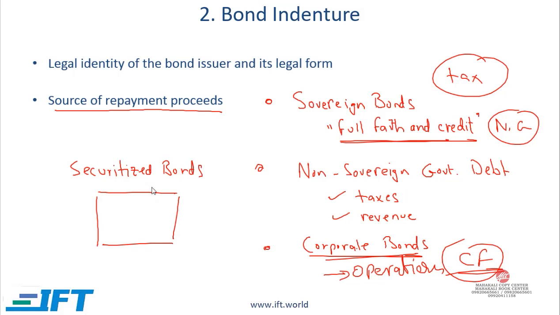There is a class of bonds called securitized bonds where the collateral consists of mortgages or other financial assets which have a cash flow of their own, and the payments made over here come from the underlying collateral. So when we evaluate securitized bonds, an important aspect is to evaluate the quality of the underlying collateral.